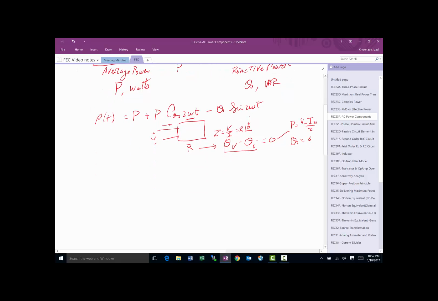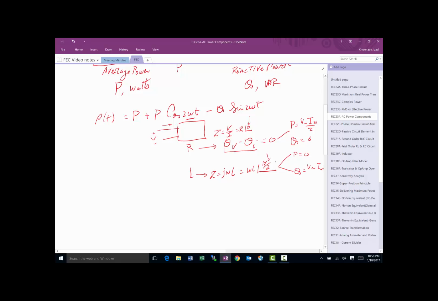Now let's play with this and say the only thing you had in here was an inductor. If you only have inductors in here, that means Z is equal to j omega L, which says it's omega L with an angle of pi over 2. If that's the case, then theta V minus theta I is equal to pi over 2, and cosine of pi over 2 is 0. So now your real power is 0 and your reactive power is everything.